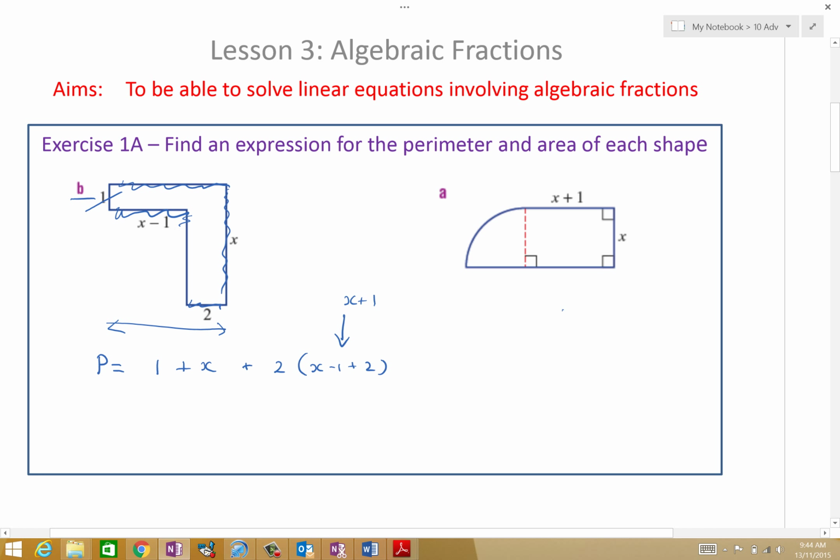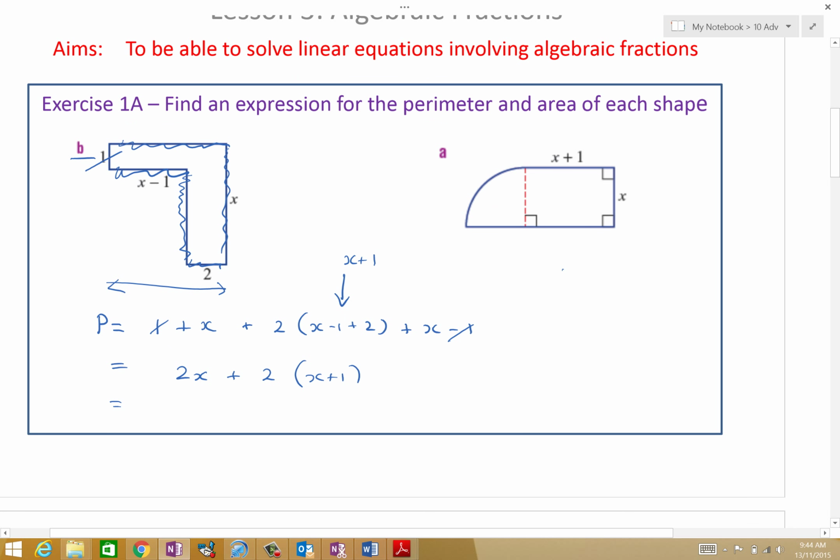Okay, and then we've got this distance here. What is that distance going to be? x minus 1. Yeah? Okay. All right, so I've got a perimeter of, well, these ones are going to obviously subtract. We've got 2x plus 2 outside, and I've simplified that to x plus 1. Using the distributive law, we've got 2x plus 2x is 4x, 2 times 1 is 2. So I've got an expression for the perimeter.